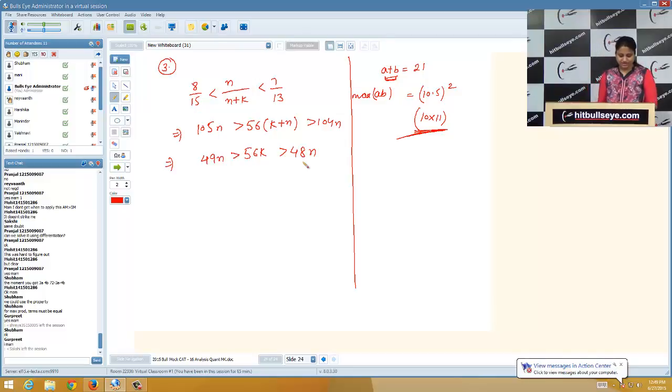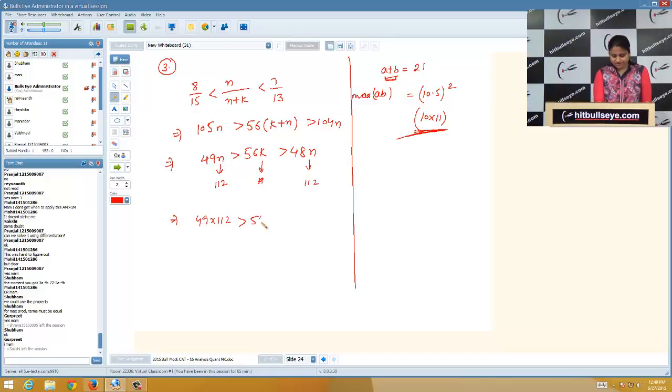I am taking the very first option. We want to calculate the value of n, and we want to take the largest positive integer. Sorry, n is 112. So I am getting 49 into 112 greater than 56k, greater than 48 into 112. Now this got cancelled. So it will become 98 is greater than k, greater than 96. As you can see, k is an integer and is lying between 96 and 98. So the only possible value is 97. We need a unique integer k, and that is the only possible case. That's why this is the answer.